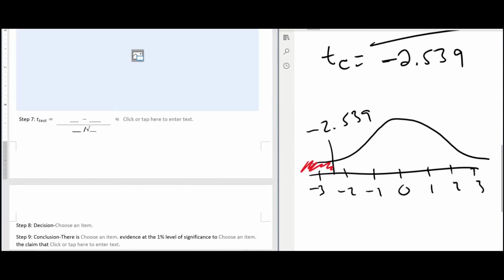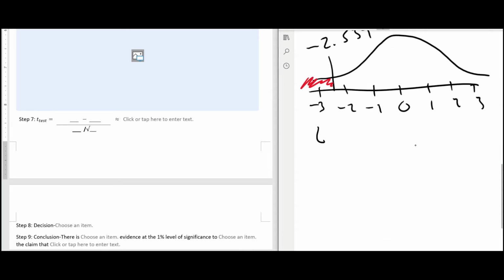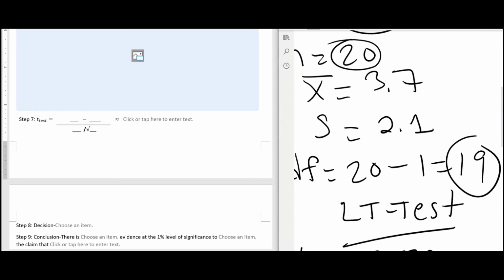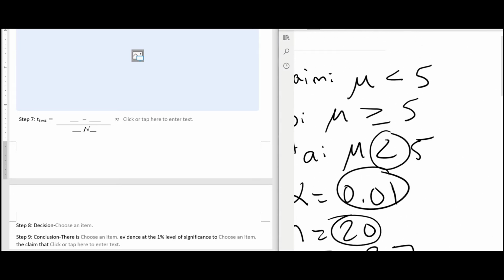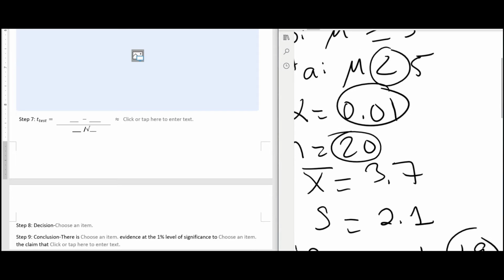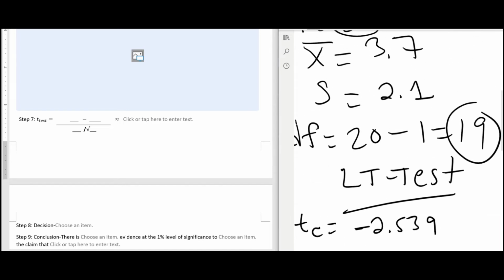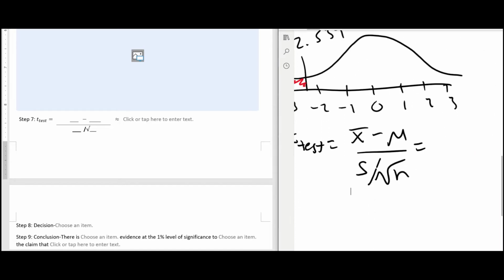So the t-test, remember that the formula is very similar to the z-test formula. So it's x bar minus mu divided by s instead of sigma, right? We use s instead of sigma there. And the x bar, we said earlier that the x bar is 3.7, and the mu is from the hypothesis, so it's 5, right? So 3.7 minus 5 divided by 2.1 over the square root of 20 people in our study.